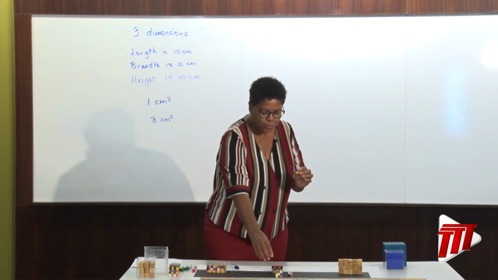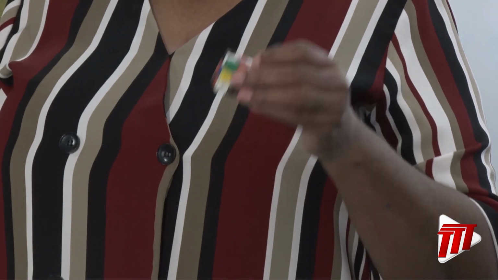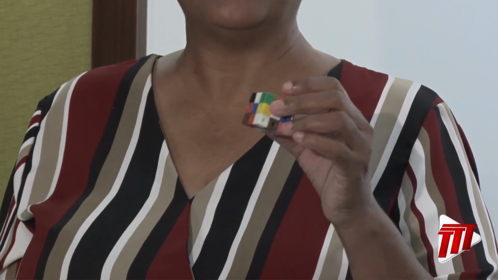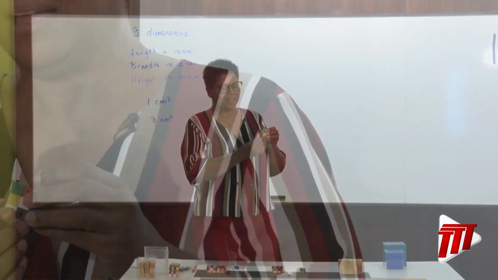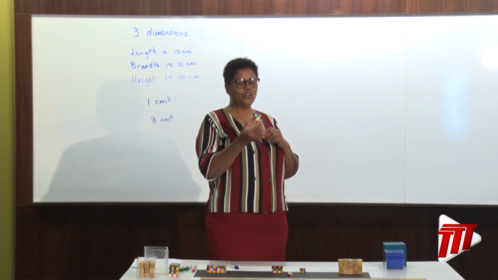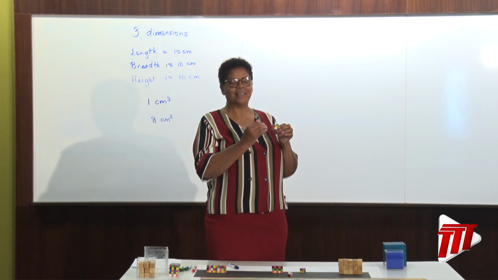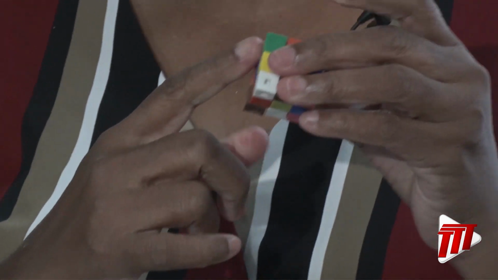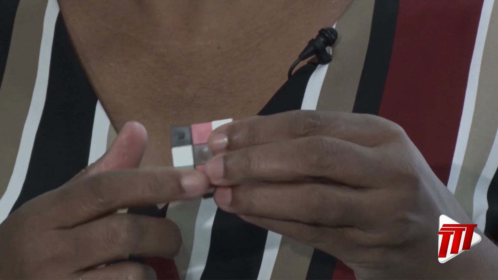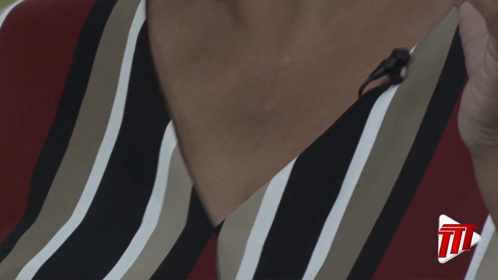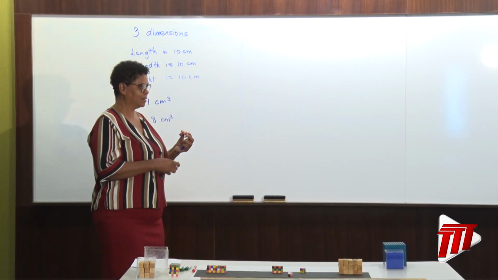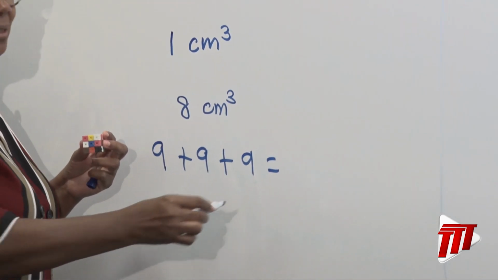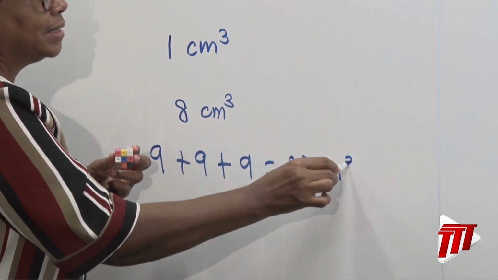I also have another cube on the table here. This cube has sides of length 3 centimeters, which means that any side that you measure, you would get 3 centimeters. And we can calculate the volume of this cube by looking at that length. So at the bottom layer, we have 9 cubes. In the middle layer, we have 9 cubes. And at the top layer, we also have 9 cubes. So that is 9 plus 9 plus 9 is equal to 27 cubic centimeters.